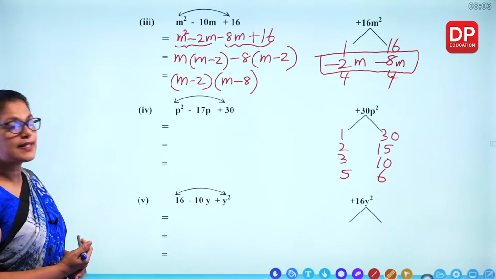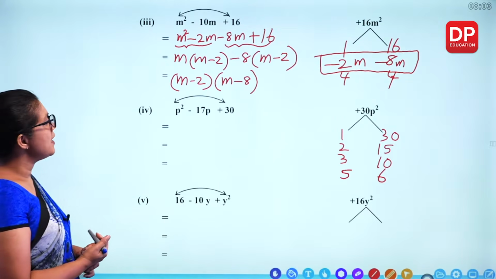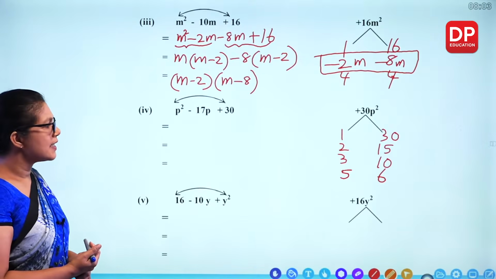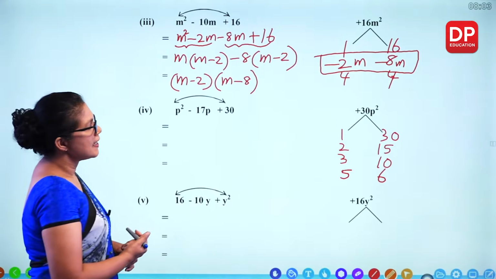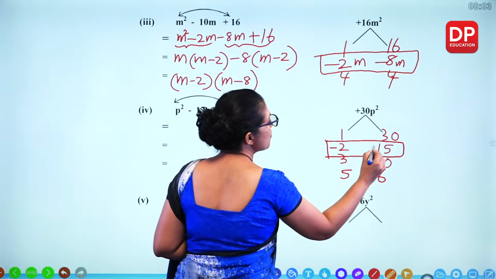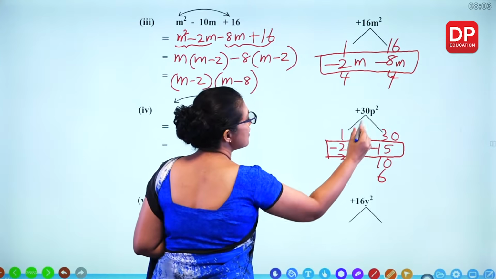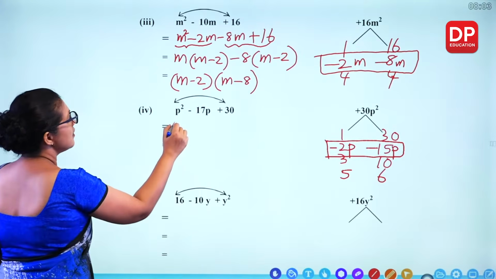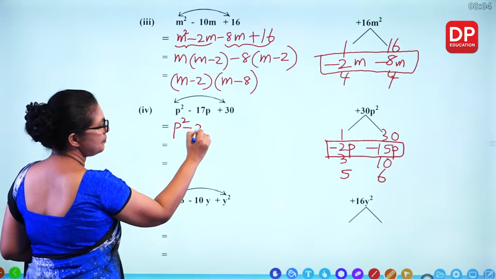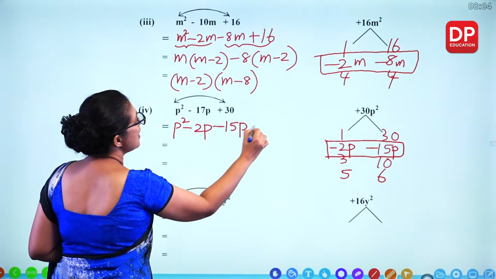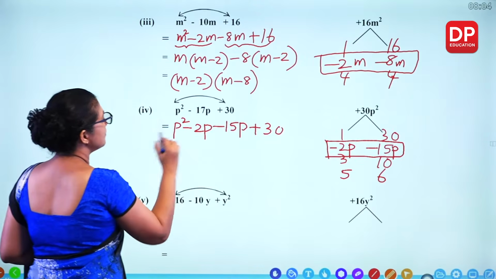But the middle term is negative. Both numbers should be negative. What are the suitable ones to get 17? Minus 17, I can take 2 and 15. So these both should be negative. This is p and p there to get p squared. Now split the middle term: minus 2p minus 15p plus 30.